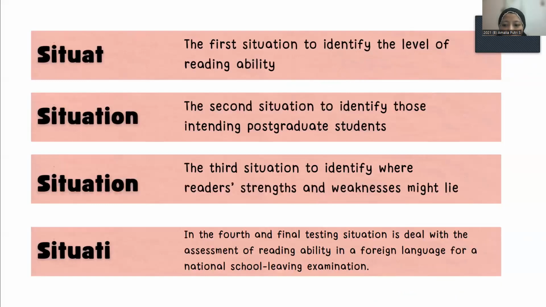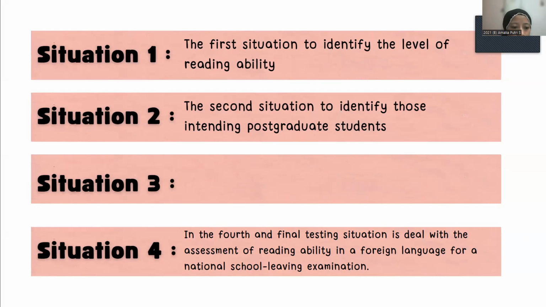Next slide, please. Okay, there are four testing situations. The first situation is to identify the level of reading ability. The second situation is to identify those intending to be postgraduate students. The third situation is to identify where readers' strengths and weaknesses might lie. The fourth and final testing situation deals with the assessment of reading ability in a foreign language for a national school leaving examination. And each situation has different rubric characteristics. Okay, that's all for me, and the next will be explained by Dinita.